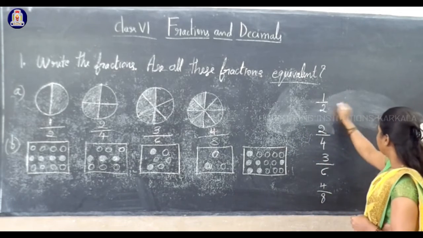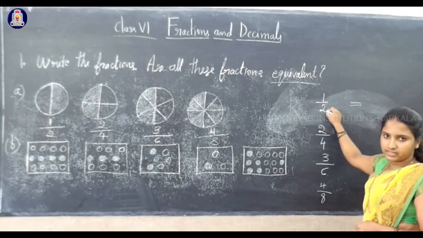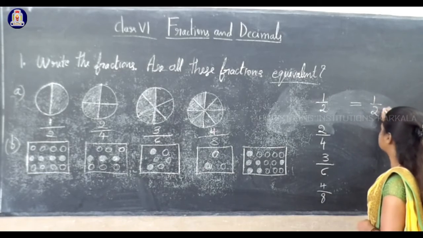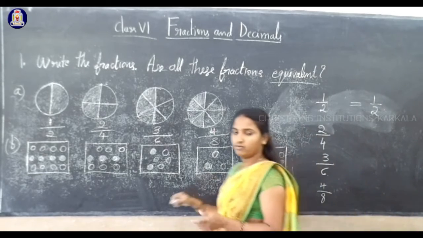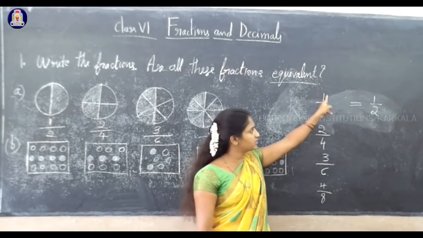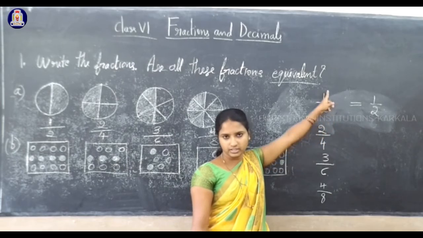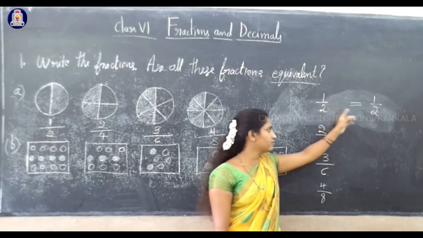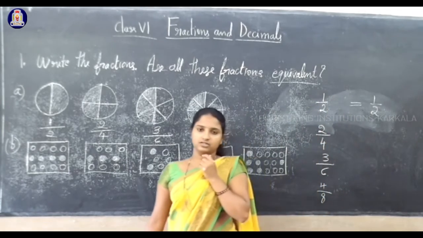See, 1 by 2, we cannot simplify this. If you try to simplify it, we get the same answer, isn't it? Only 1 divides both numerator and denominator. 1 divides 1, 1 divides 2, 1 2s are 2. We get the same answer, so 1 by 2.